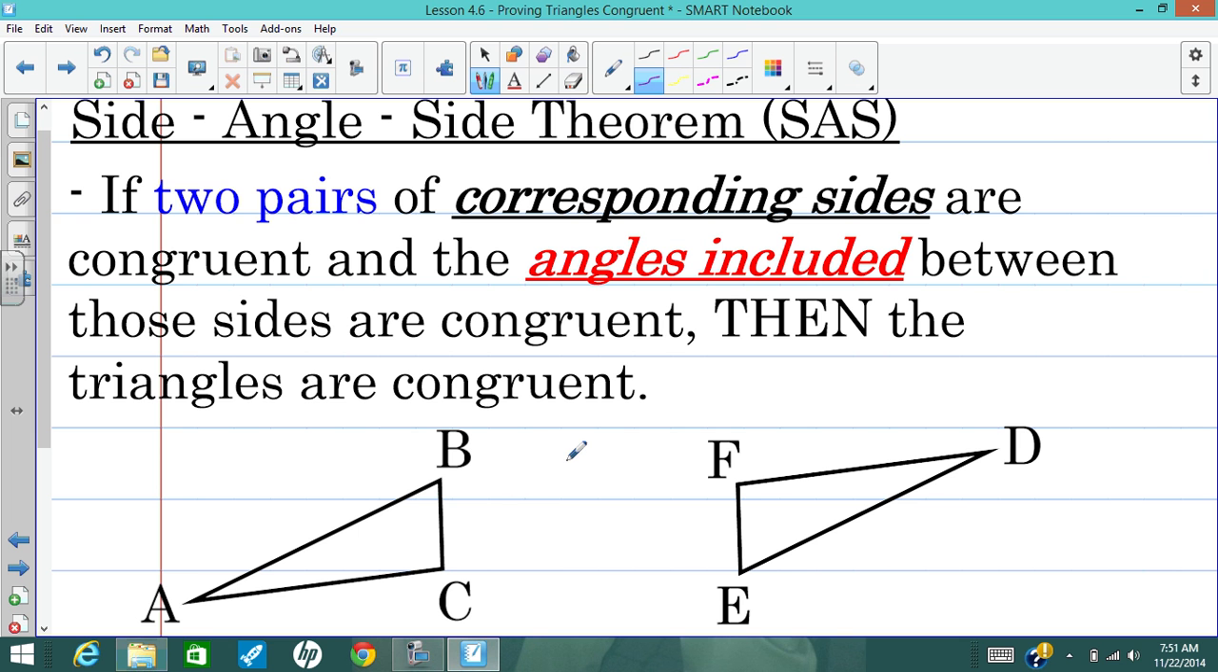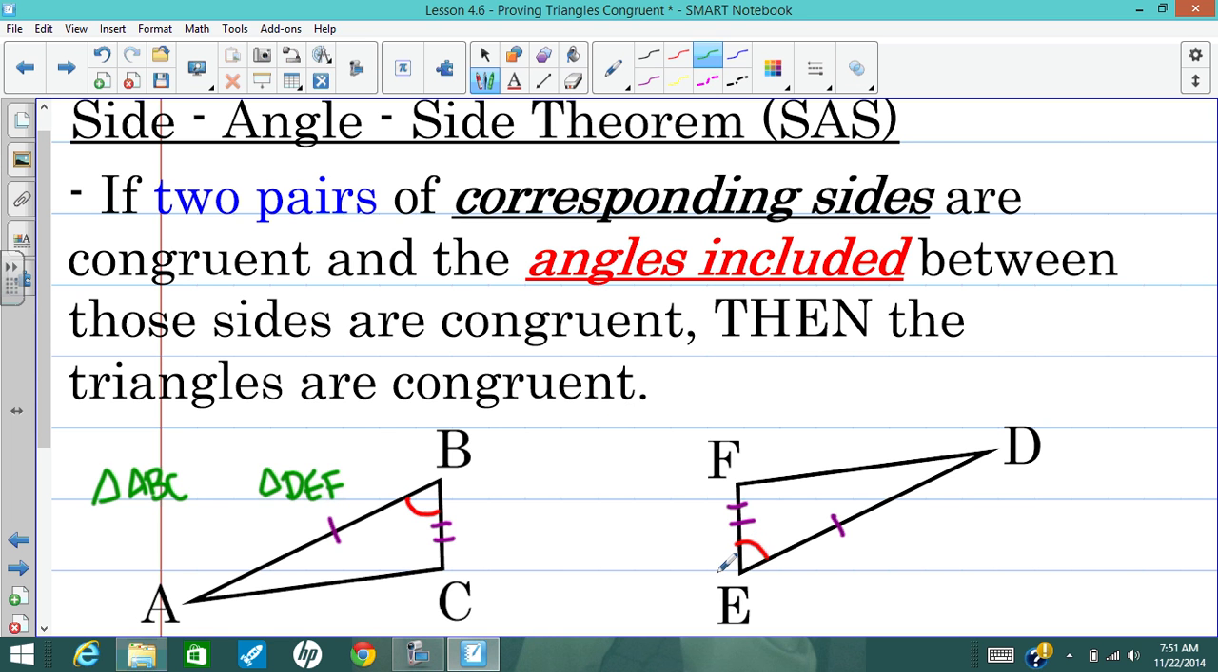So I have my same two triangles again. This time I'm going to show different corresponding parts congruent. I'll have AB congruent to DE, BC congruent to EF, and instead of having the third side this time, I'm going to have angle B congruent to angle E. So I have two pairs of sides that correspond and are congruent, and I also have a pair of angles that are congruent.